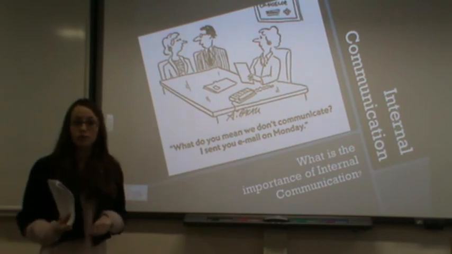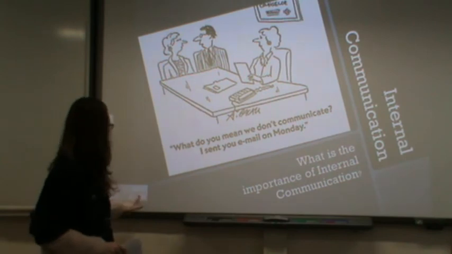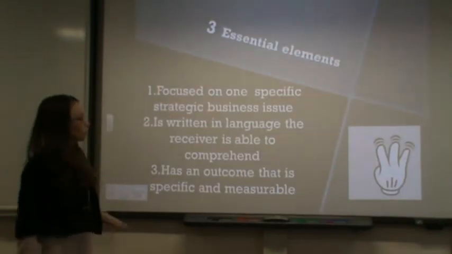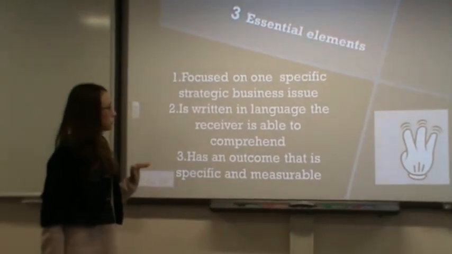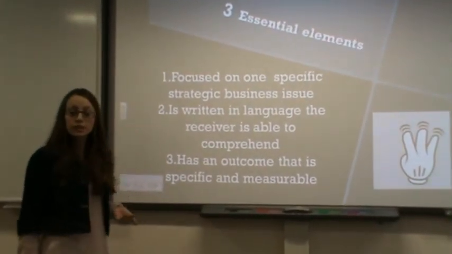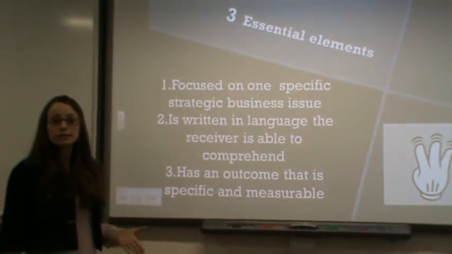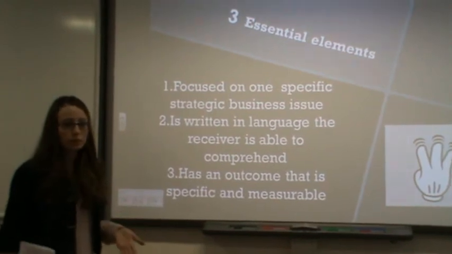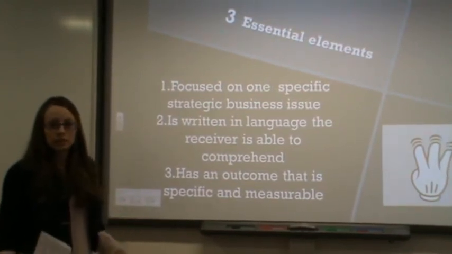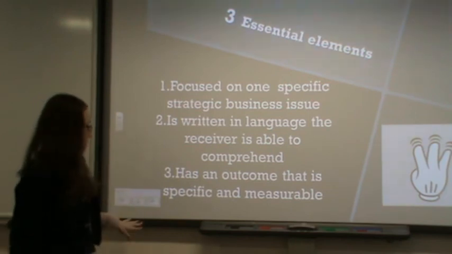Now we're going to talk about the three most important elements of internal communication. First of all, it's focused on one specific strategic business issue. And of course, it's written in a language that the receiver is able to comprehend. So in an organization where the language is English, nobody is going to receive a message in their native language. And it has an outcome that is specific and measurable.